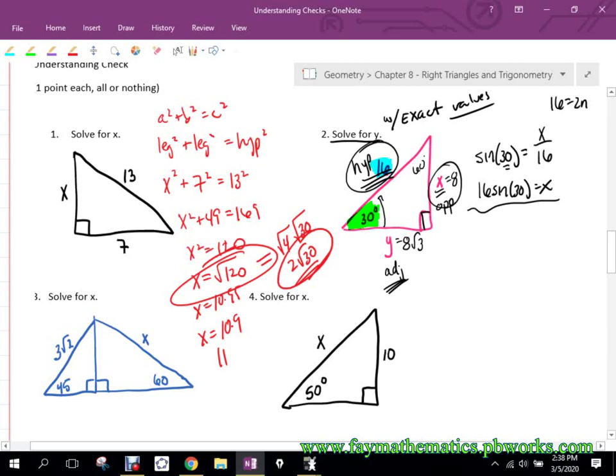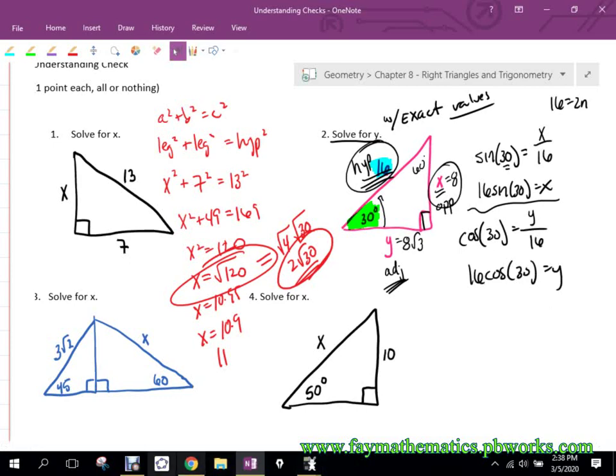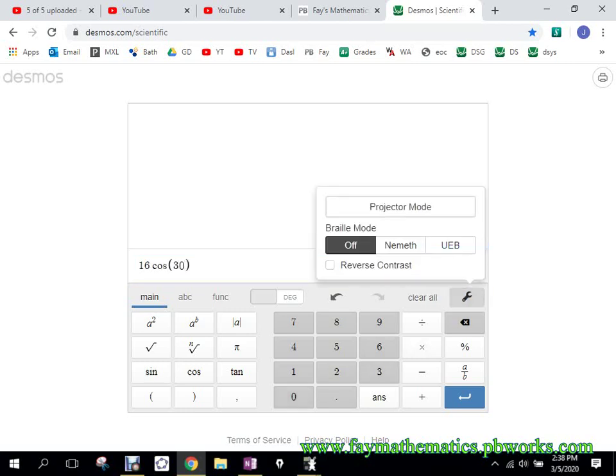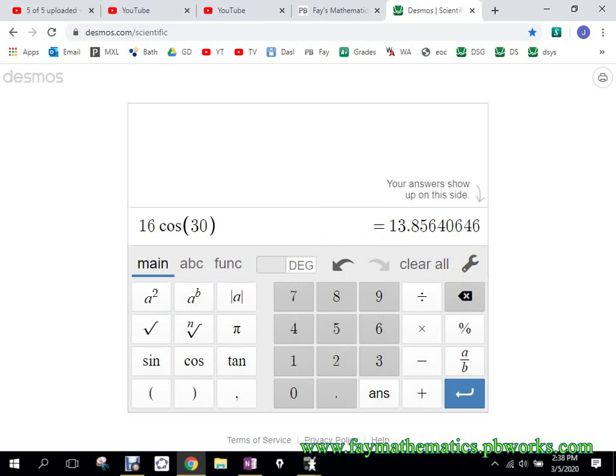What uses A and H? Cosine. So I'm going to go cosine of 30 degrees is equal to adjacent over hypotenuse. So now it's going to go 16 cosine of 30 gives me y. Okay? So 16 cosine 30 gives me that y value there. And I accepted 13.85. Okay?